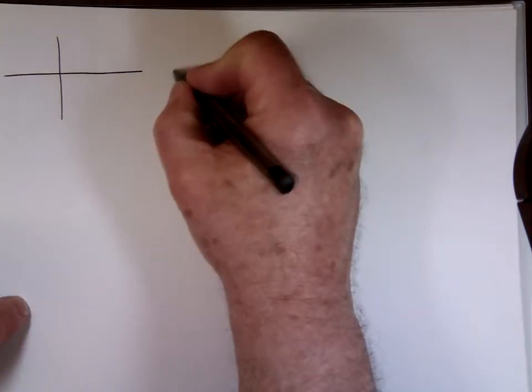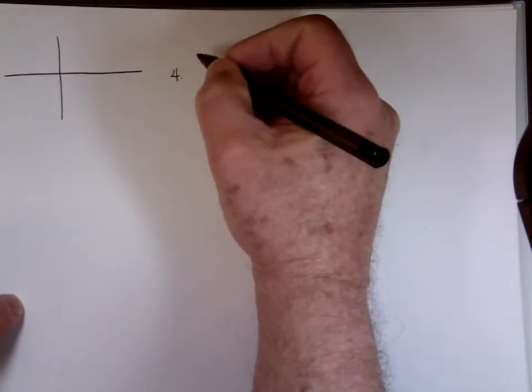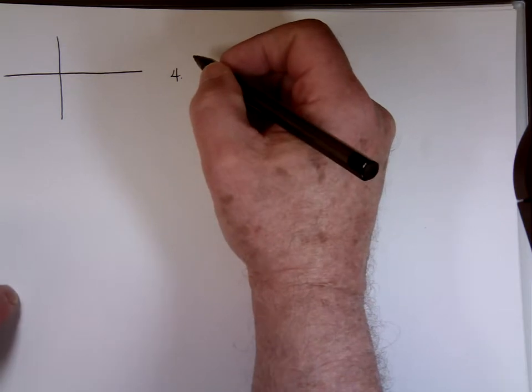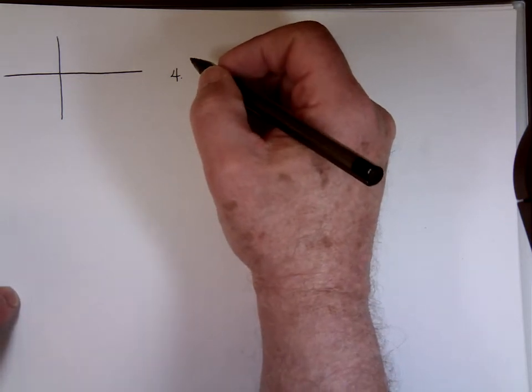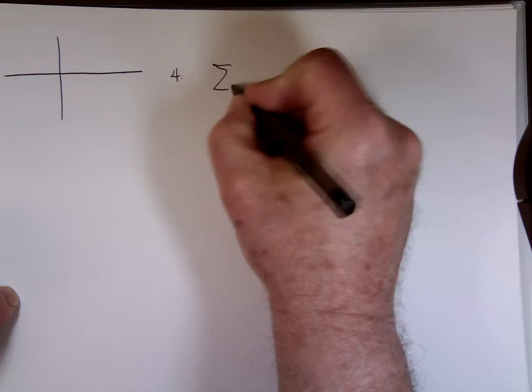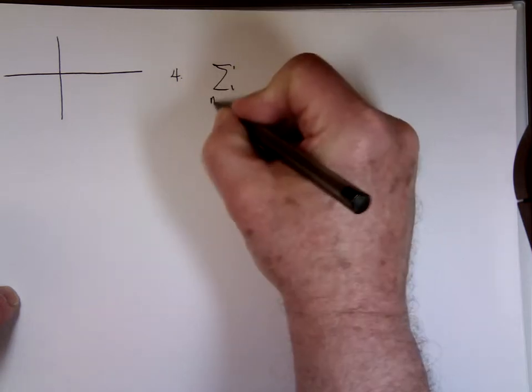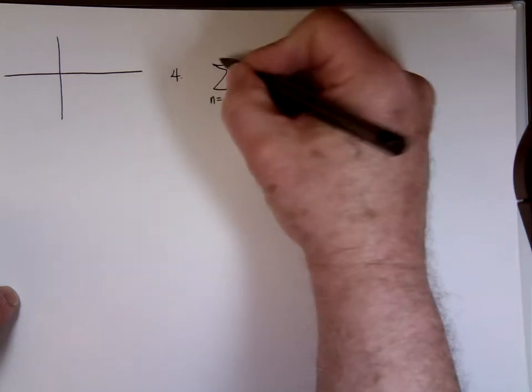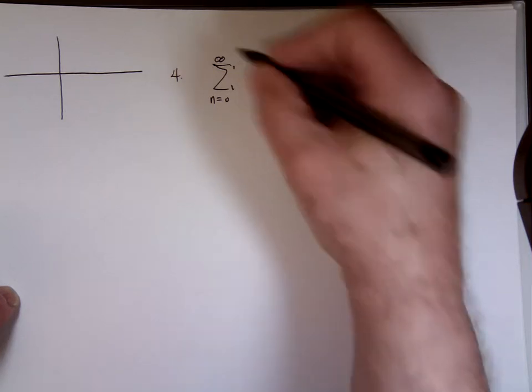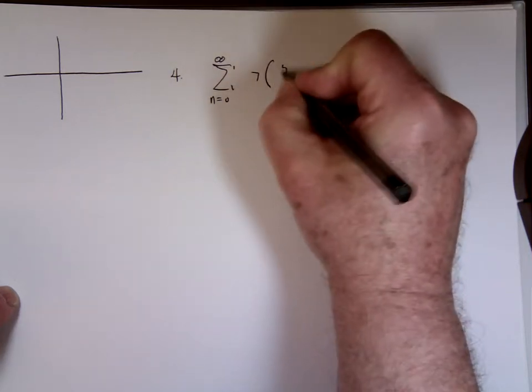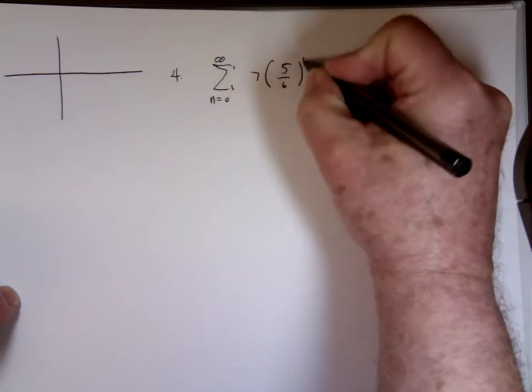Okay, first one is on a geometric series. This is number 4, 9.2. Number 4, find the sum of the convergent series. So we have this series, starting at 0, going to infinity of 7 times 5/6 to the n.